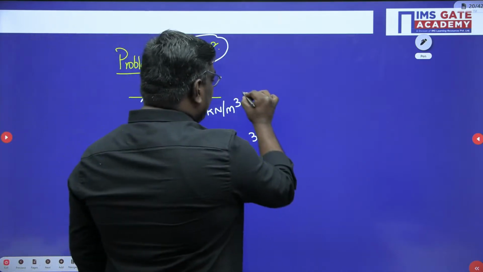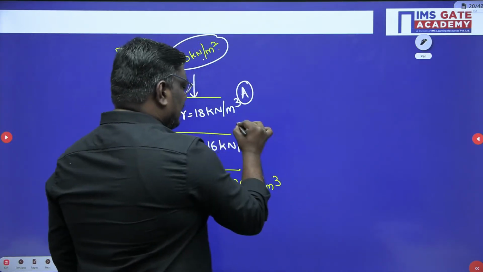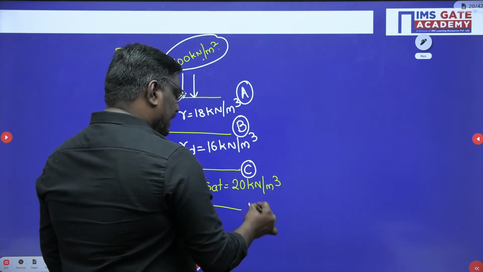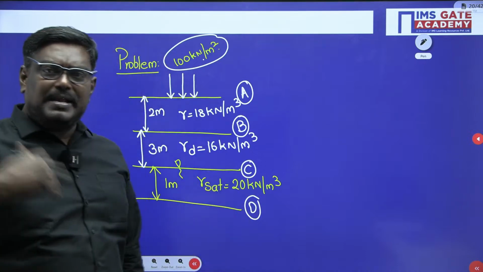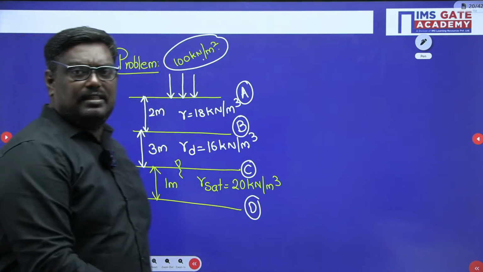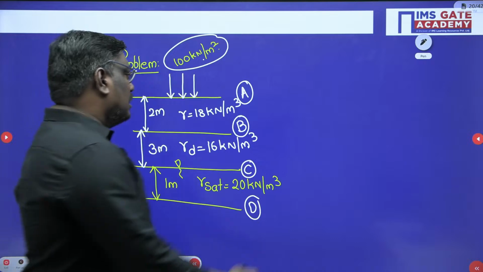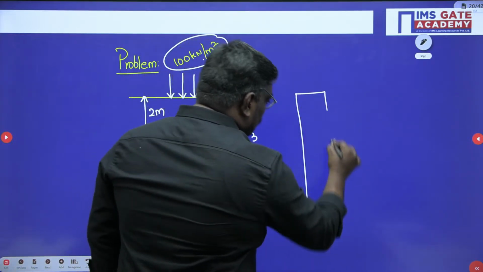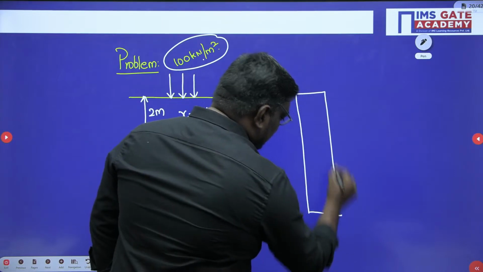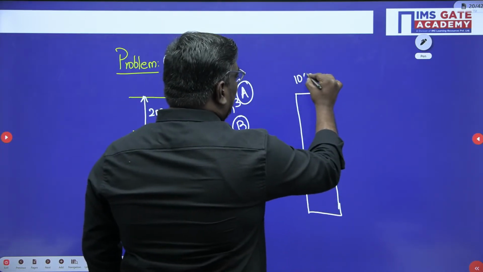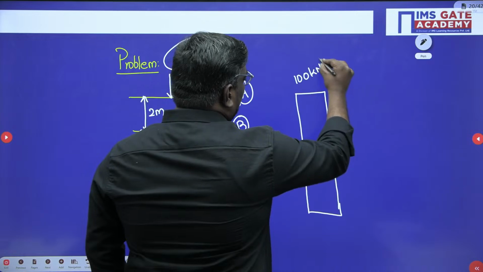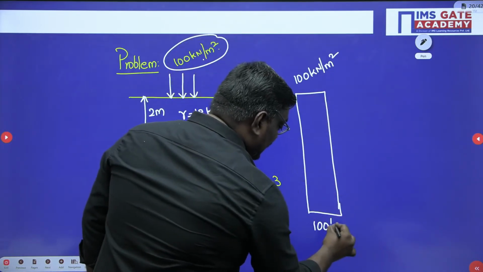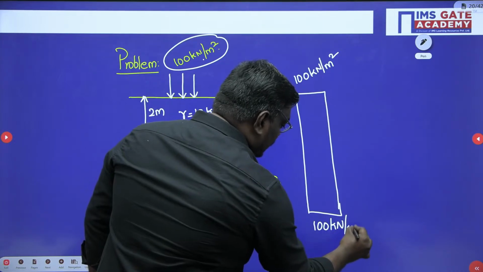So you can say, if I take this as A layer, if I take this as B layer, if I take this as C layer, or if I take this as D layer, let me be any layer. Now it is uniform throughout the section. So it is top 100 kilonewton per meter square and bottom also it is 100 kilonewton per meter square. You name any layer.